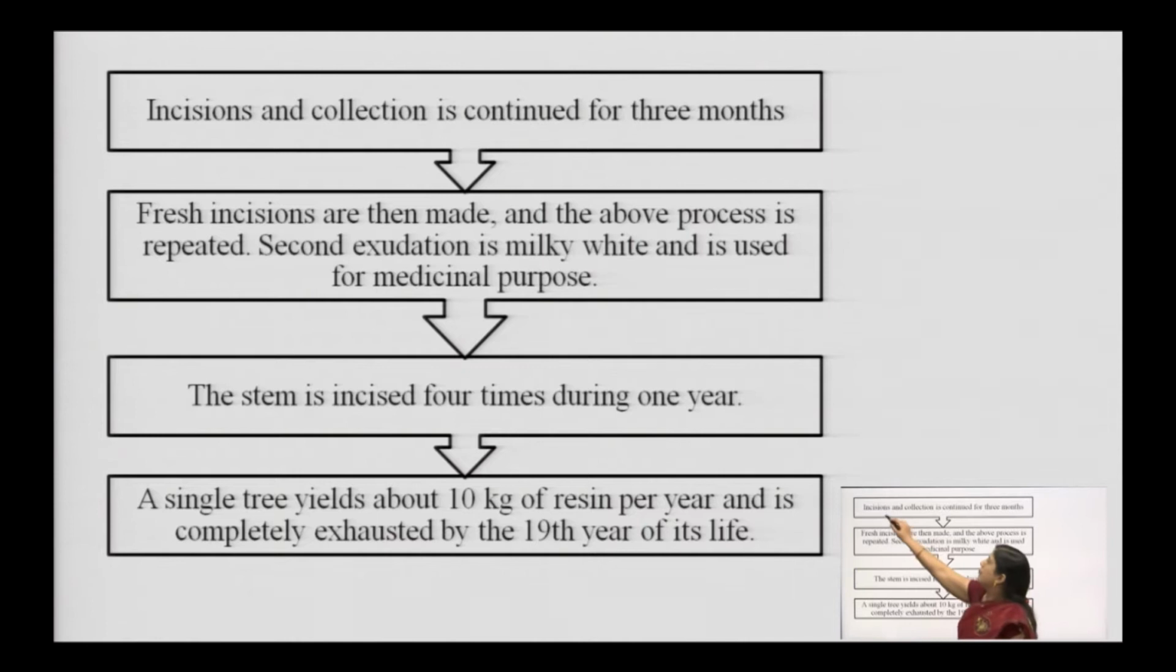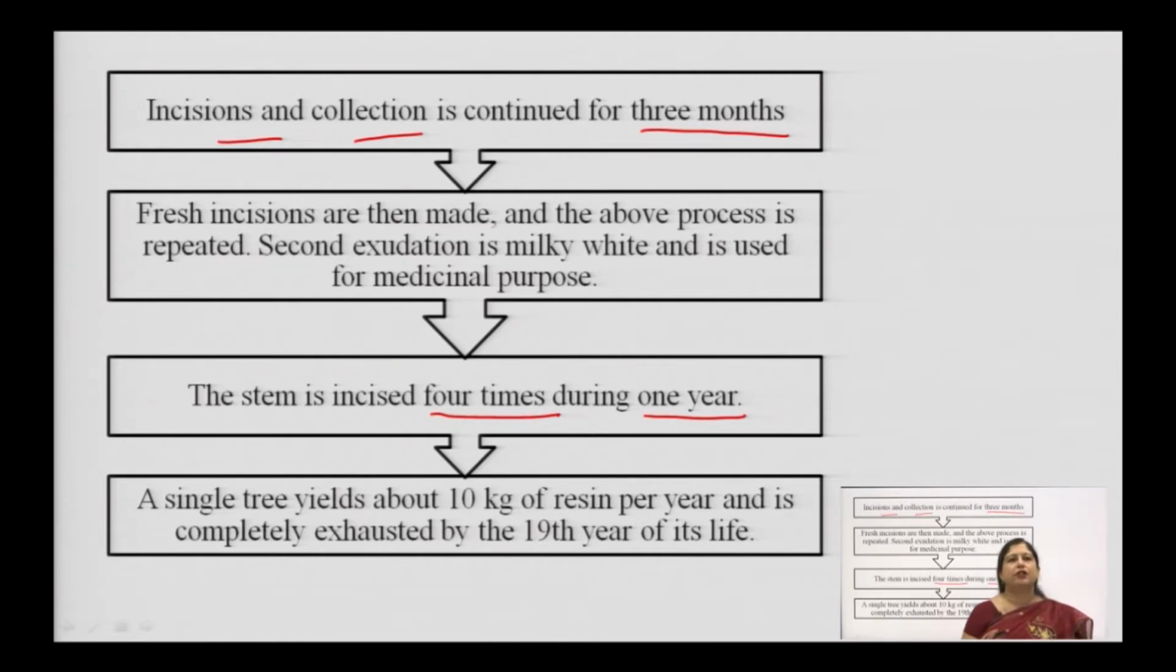This process we keep on repeating, we put incisions between these 40 centimeter triangles, and we keep on collecting the benzoin for about 3 months. After the 3 months are over, we shift our triangles, either upwards or sideways, and again the same process is repeated for 3 months. So, in short, in a duration of 1 year, we can collect the resin about 4 times. Fresh incisions we keep on making, and then the above process is repeated.